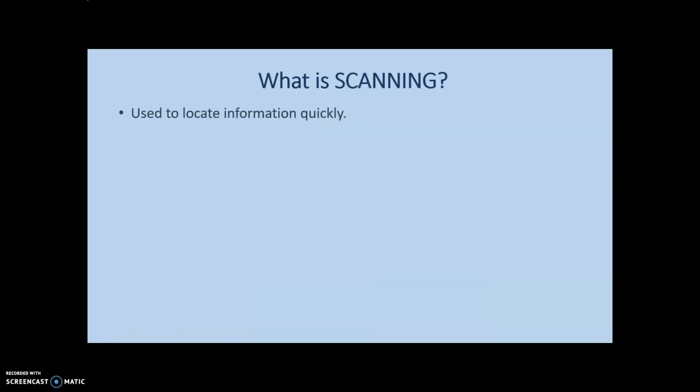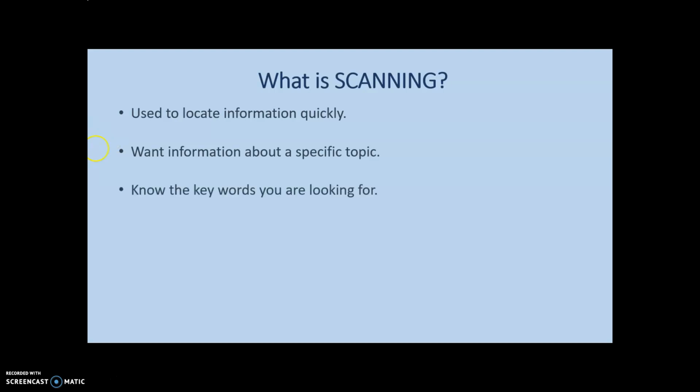Okay, so what is scanning? Scanning is used to locate information quickly. If you want to find information out about a specific topic, and if you know the keywords you're looking for, you can scan through a text to find those keywords. So can you think of any examples? Stop the video and write down some examples.